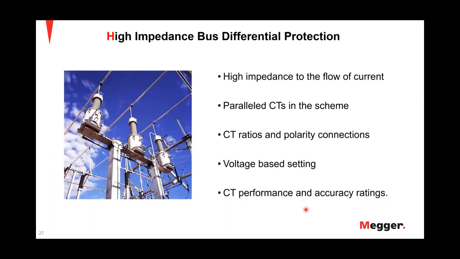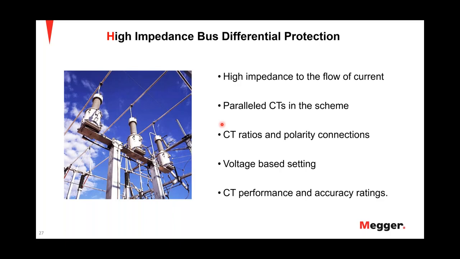Now let me talk specifically about high impedance bus differential protection. This is one of the commonly used and popular types of bus protection scheme, and this is popular among the electromechanical relays and has been in use for many years. As the name suggests, a high impedance relay has a very high impedance to the flow of current. So this particular scheme, like I was mentioning before, requires that all the CTs that are used in the scheme should be of the same ratio.